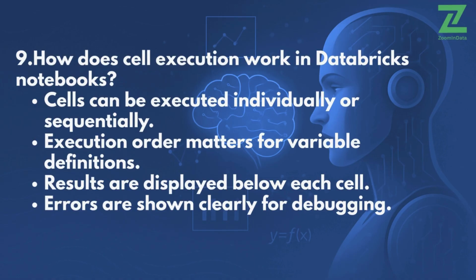How does cell execution work in Databricks notebooks? Cells can be executed individually or sequentially. Execution order matters for variable definitions. Results are displayed below each cell. Errors are shown clearly for debugging.